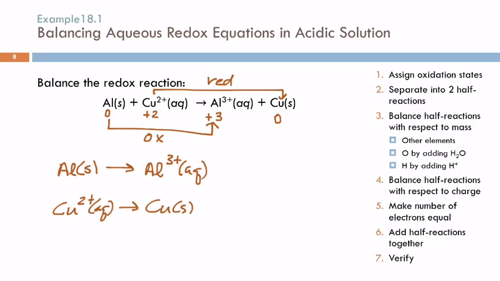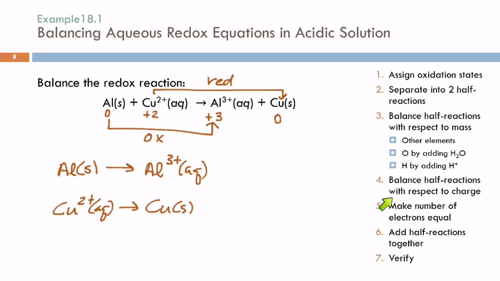Now I need to balance with respect to mass. Is this mass balanced? It is. 1 aluminum, 1 aluminum. The fact that it's lost 3 electrons, does that really matter? No, and we're going to take care of the electrons later. We're just looking at atoms, okay? So this is mass balanced. How about this one? Also mass balanced. Cool. Okay, so then we jump to number 4.